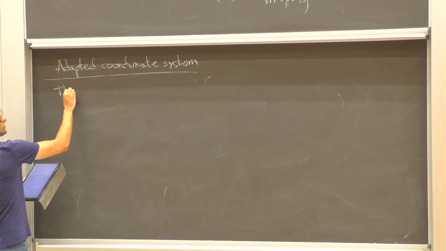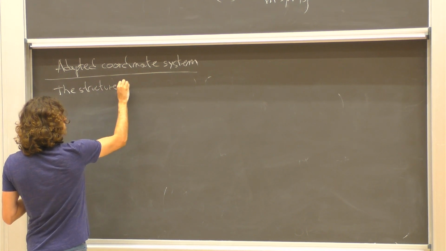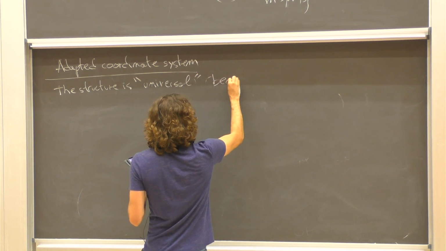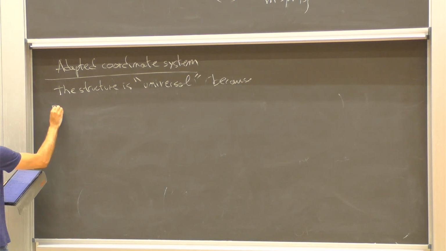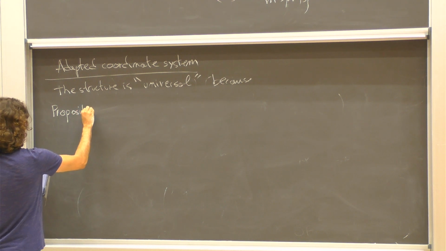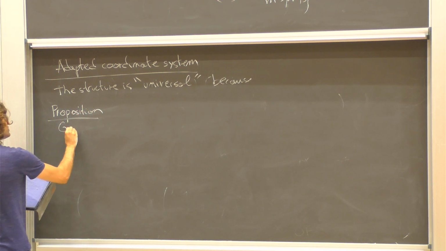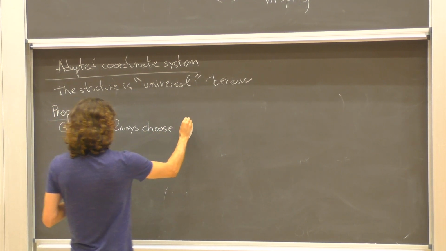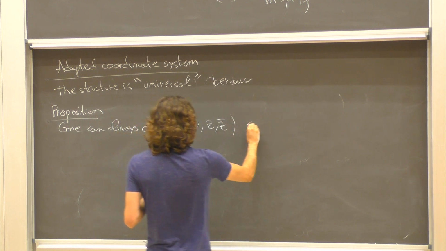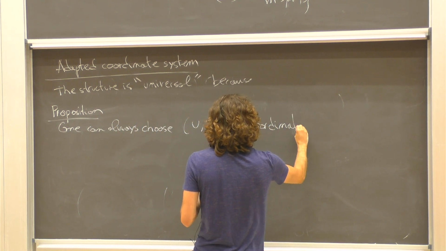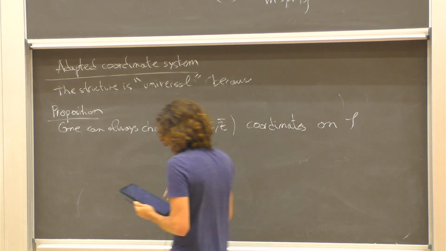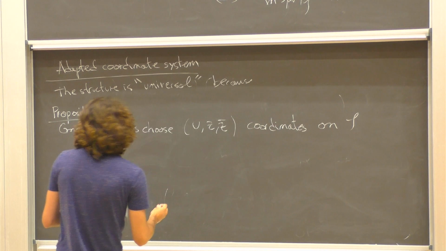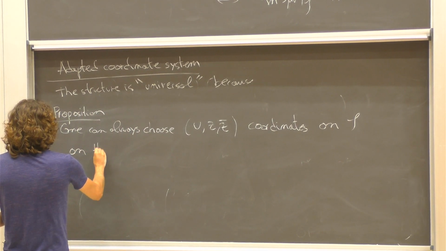Okay, so why is it universal? The structure is universal because, in fact, it's always the same proposition. There are no degrees of freedom, in the sense that one can always choose u, z, z bar coordinates on scri. And you see, these are all very local statements. There is nothing about the topology or whatever that I'm using at this stage. This is all very elementary at this stage. So you can choose the coordinates and the Weyl freedom.